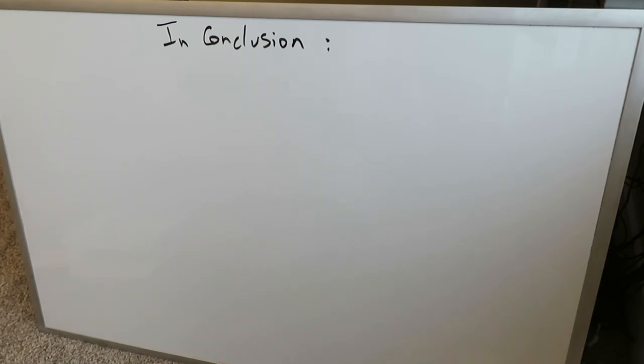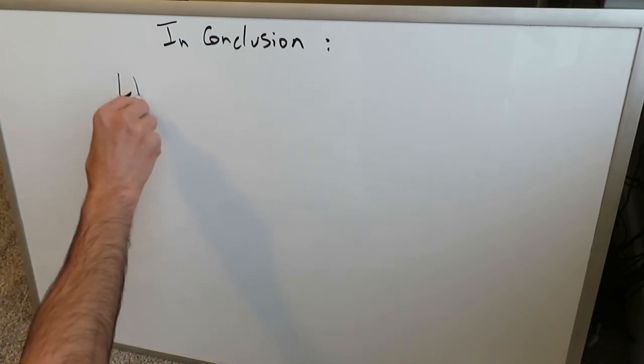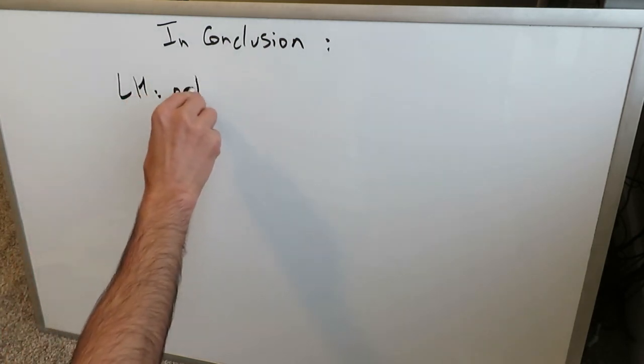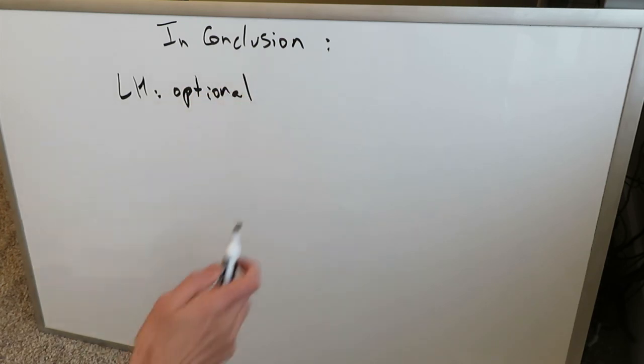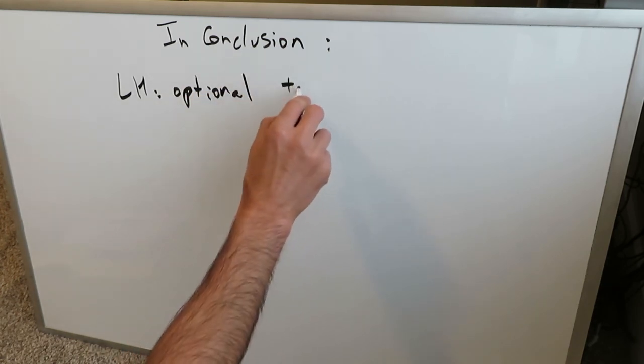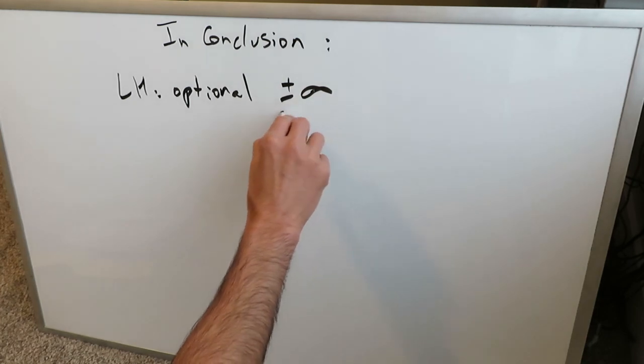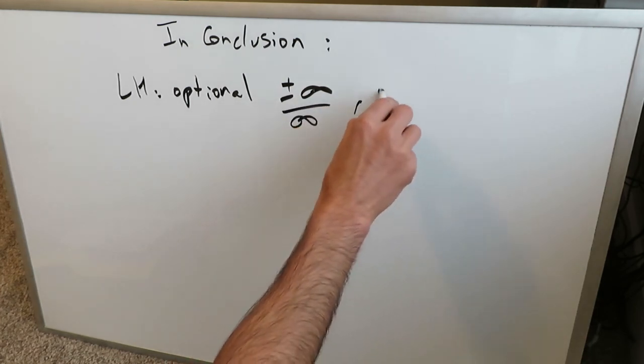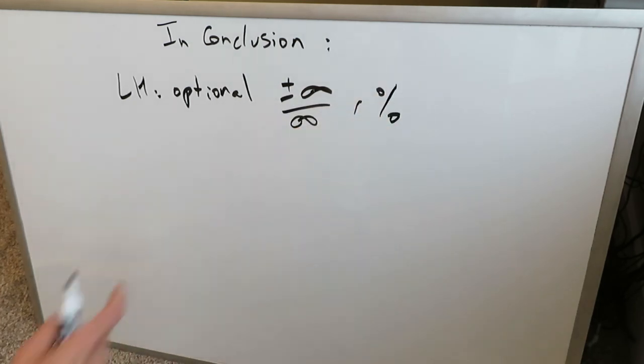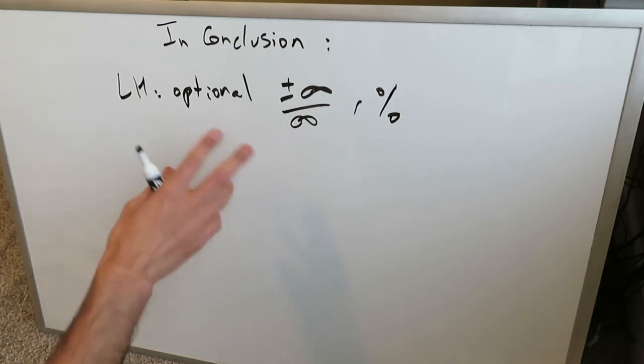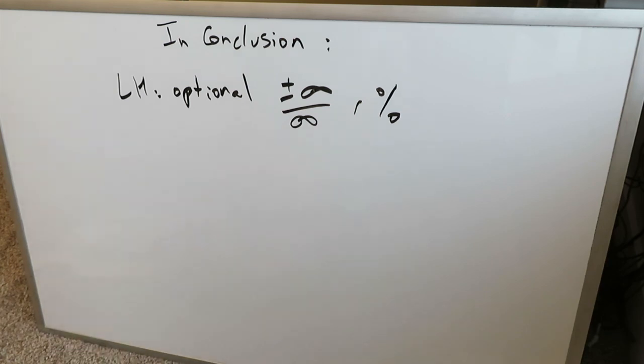When we're talking about indeterminate forms, especially L'Hopital's rule, you know L'Hopital's rule is optional. You want to use it, but it has to be for the right reasons, where you're seeing positive or minus infinity divided by infinity, or you're seeing 0 divided by 0. You don't want to just use it arbitrarily for any form. You want to use it for indeterminate forms, especially of these two.